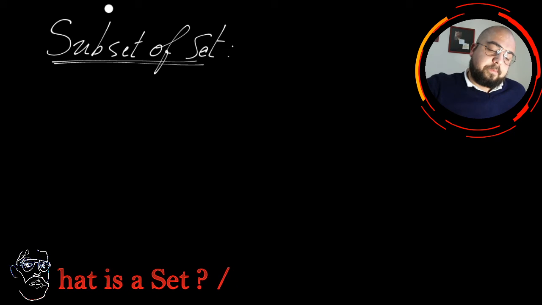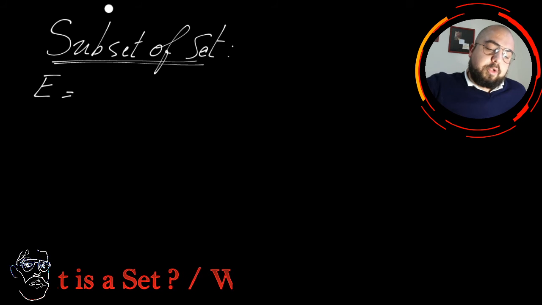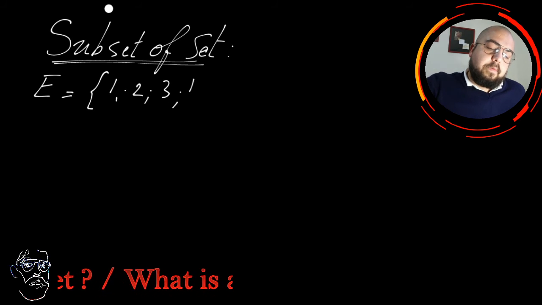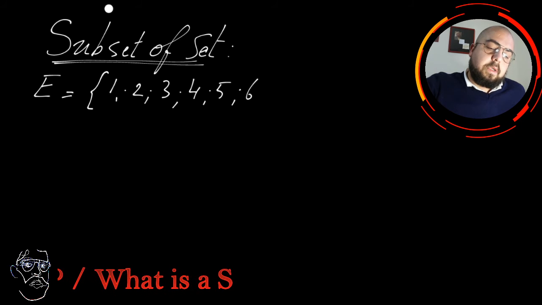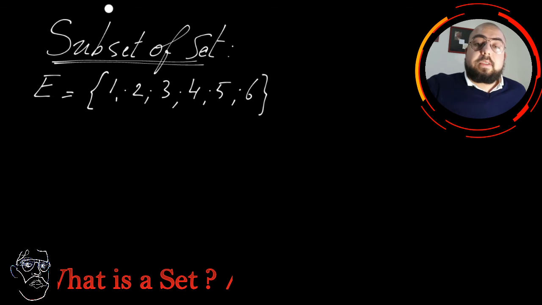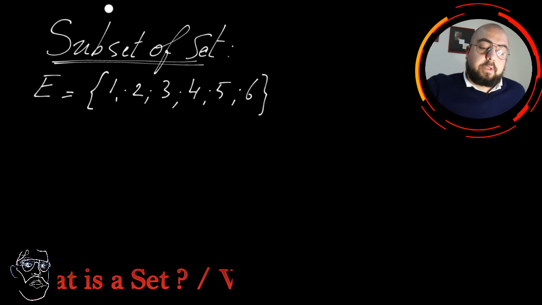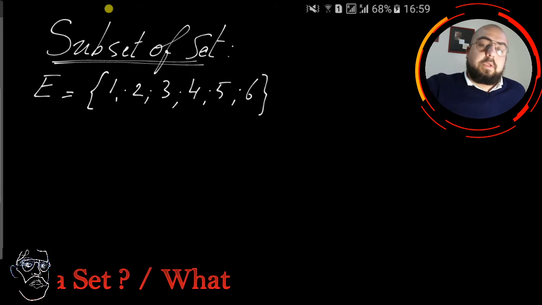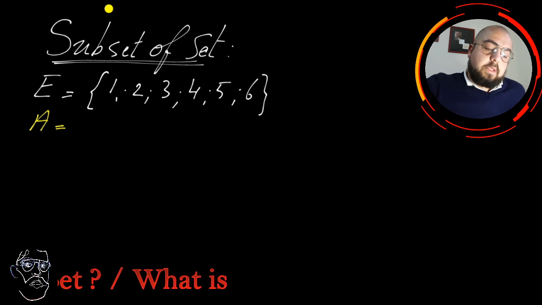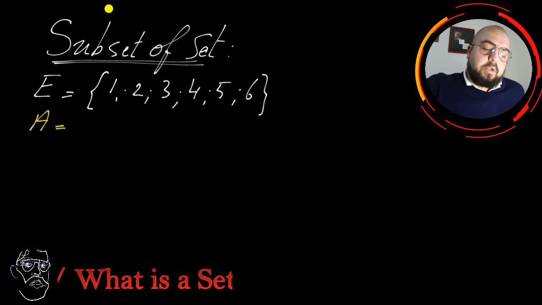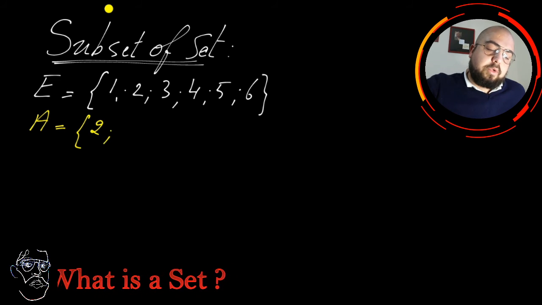Let's say we had E, which is formed by the numbers 1, 2, 3, 4, 5, and 6. These numbers are the numbers found on the dice. So this is the whole set of numbers on the dice. And then I ask you to choose the set A, such that A represents the numbers which are even. So you will have to say A is formed by the elements 2, 4, and 6.